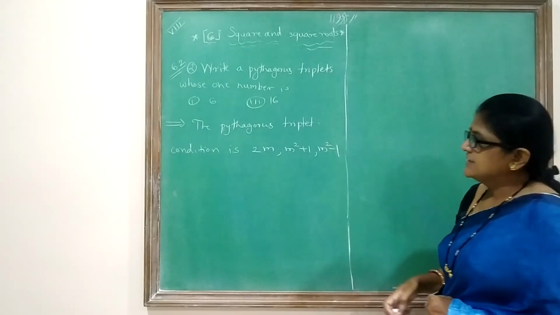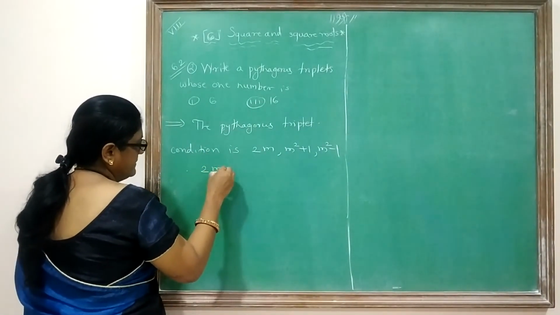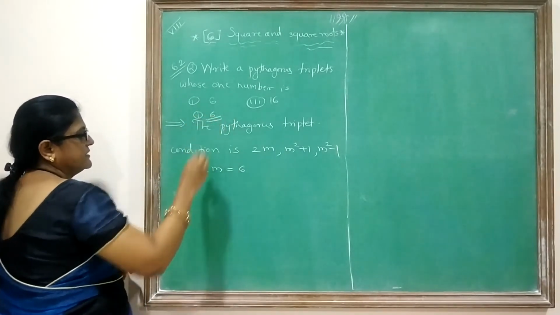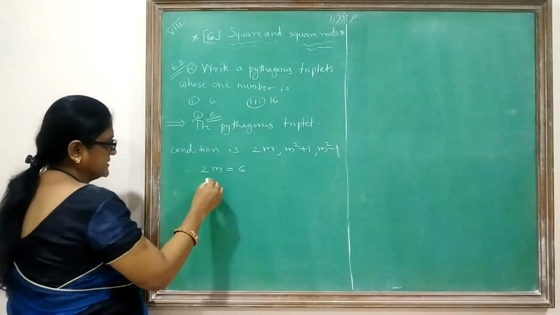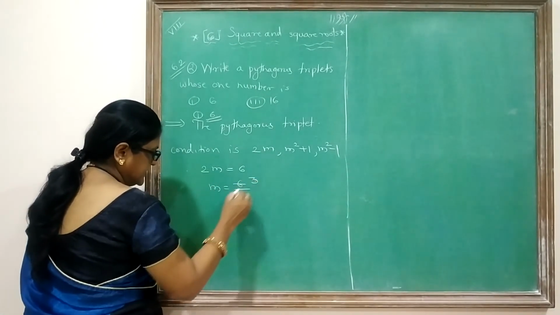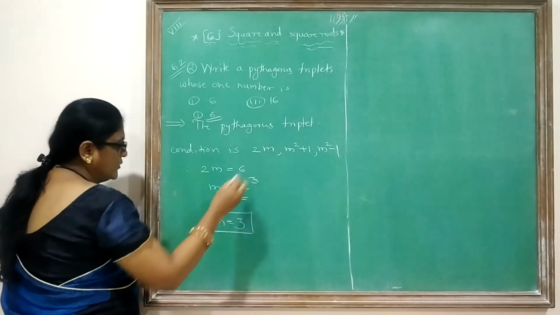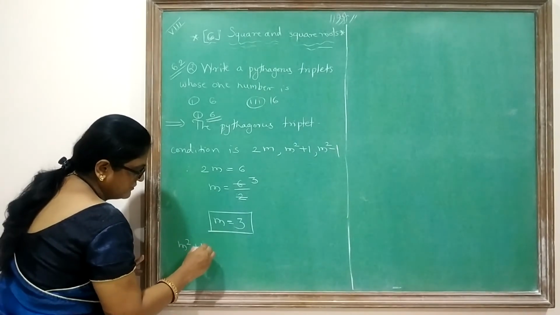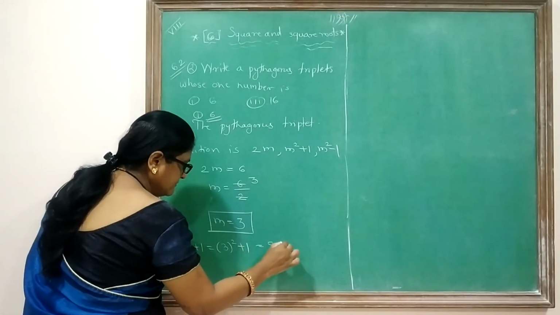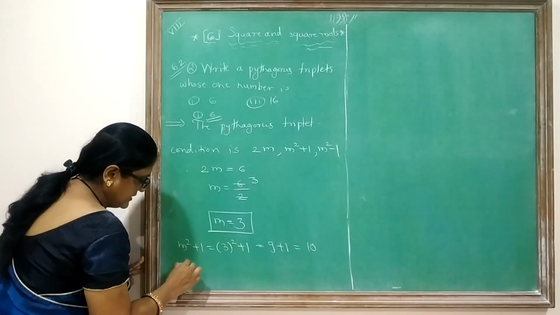Then your first example is what? 6. Then first we will consider here 2m equal to 6, because in your first example 6 is given. Then you will write 2m equal to 6. Then m equal to 6 divided by 2. Then 2 threes are 6. That is m equal to what? 3. Then you will put here m² plus 1, that is 3² plus 1, that is 9 plus 1, then 10. Here also m² minus 1.